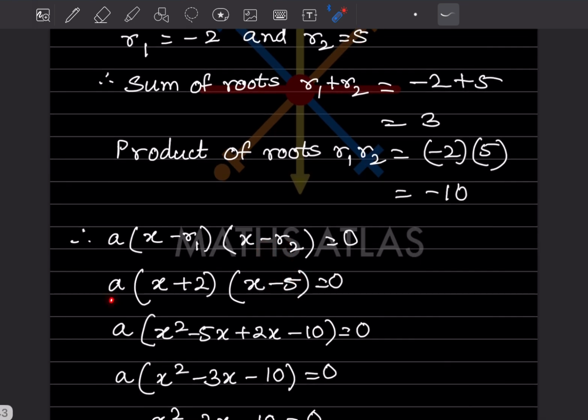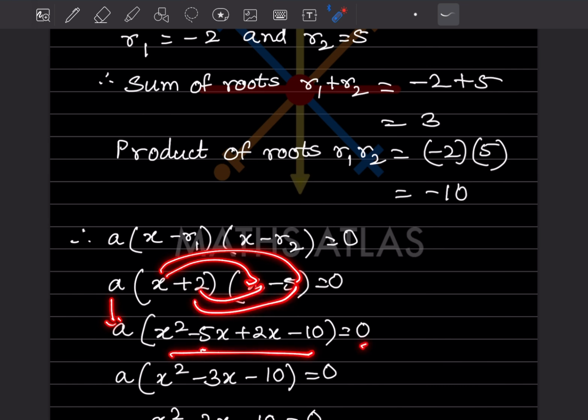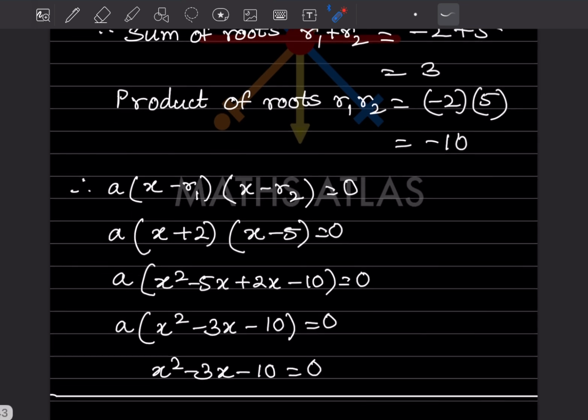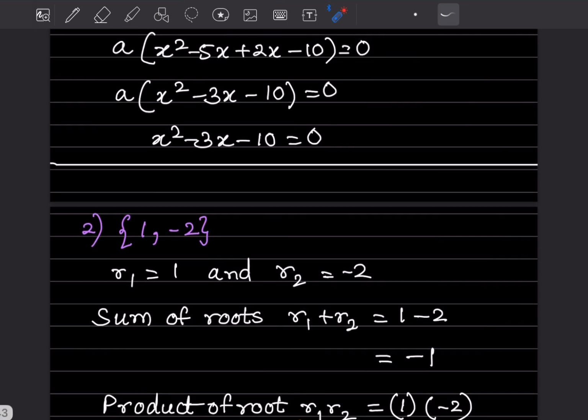So now what you are going to do is write a as it is, this into this one, this into this into this, and this into this. So this is the equation, this one is equal to 0. So here, this is a, this is going to be what? When you solve this one, that is going to be minus 3x minus 10 is equal to 0. But now if you take this multiplication to the other side, that is going to be 0 divided by a, which is going to be 0. So we are just going to ignore that part and just write here x square minus 3x minus 10 is 0. So this is the equation.